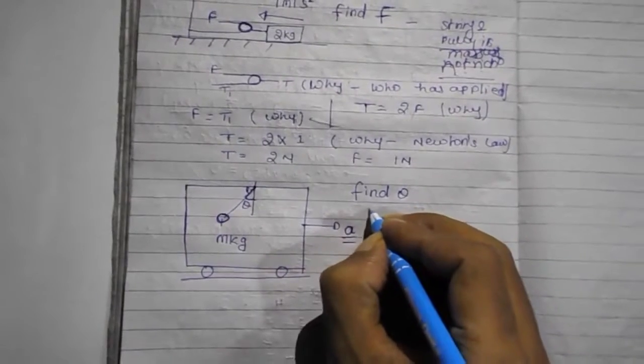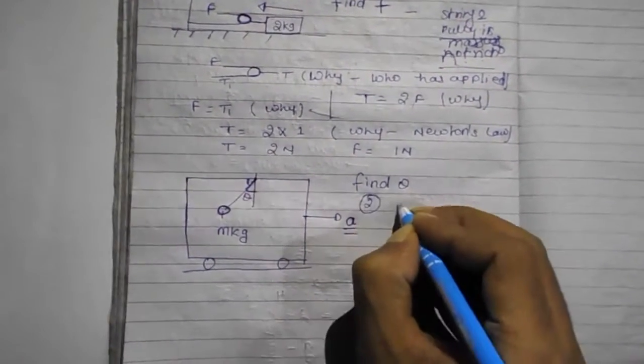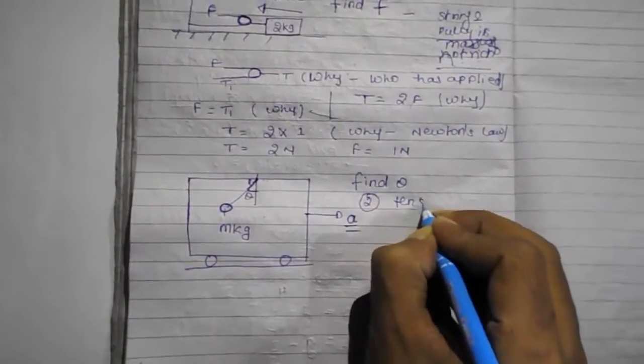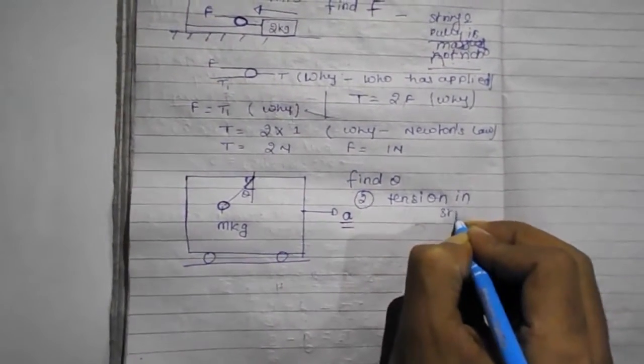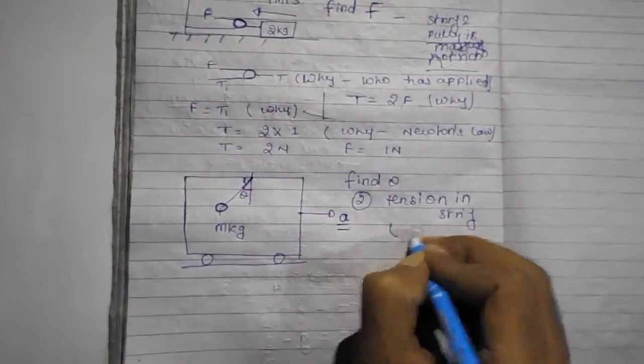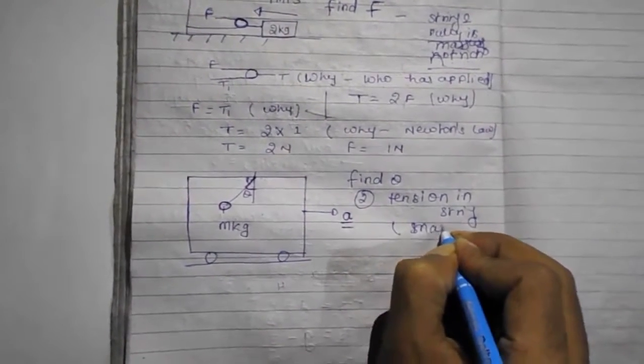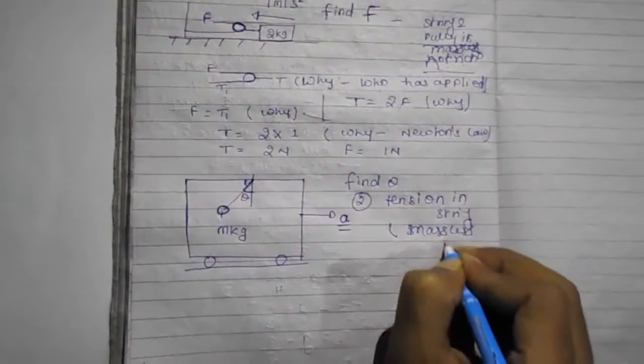Second, find the tension in the string. What is the assumption? The string is massless. It is given as a massless string.